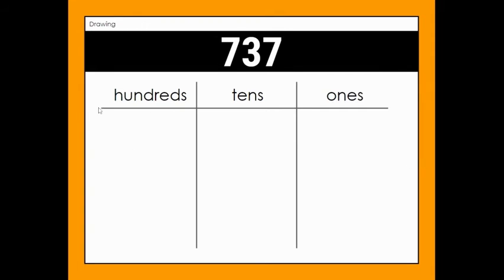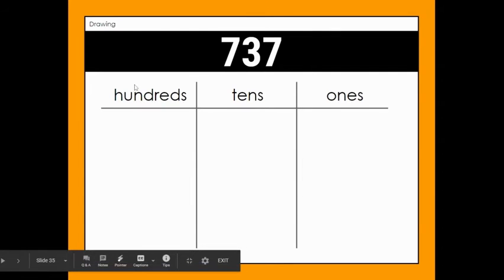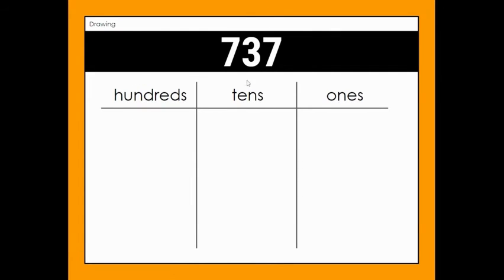So go ahead and draw out your chart. Draw a straight line across and 2 down. And then at the top, you can put an H for hundreds, a T for tens, and an O for ones. All right, let's start in our ones. How many ones are you going to draw?